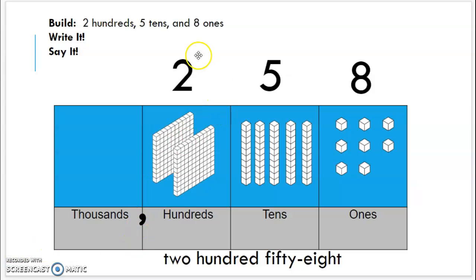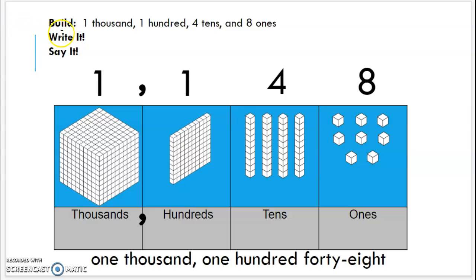All right. This number is 258. There are no thousands up here, so do we have any thousands here? Of course not. You do need 2 hundreds. So 2 hundreds, and there's 1, 2. You need 5 tens, 1, 2, 3, 4, 5, and 8 ones. 1, 2, 3, 4, 5, 6, 7, 8. This number is 258. Let's look at another one.